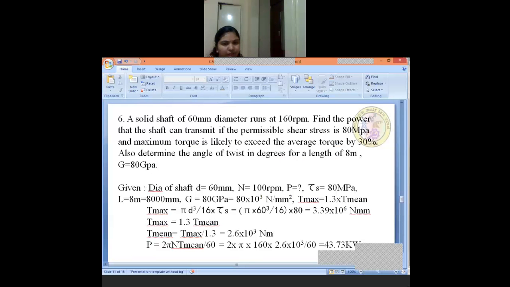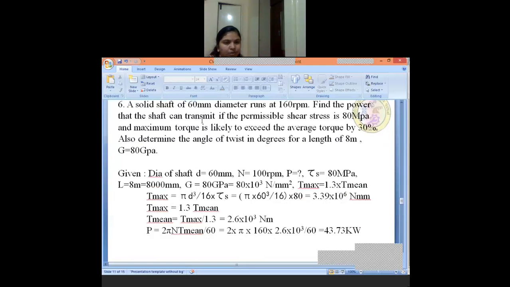Next, we can see one more problem. So here, a solid shaft of 60 mm diameter runs at 160 rpm. Find the power that the shaft can transmit with the permissible shear stress 80 megapascal and maximum torque is likely to exceed the average torque by 30%. Also, determine the angle of twist in degrees for a length of 3 meters, given G is equal to 80 GPa. So here it is telling shaft of 60 mm diameter.